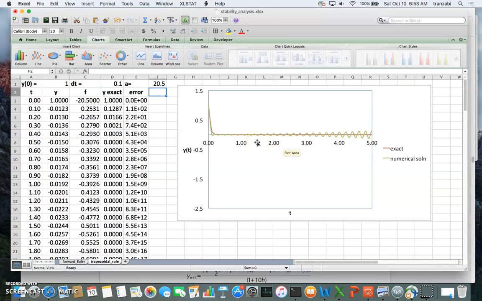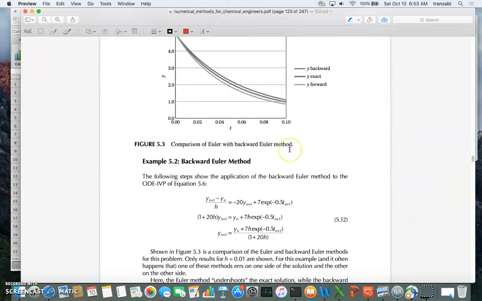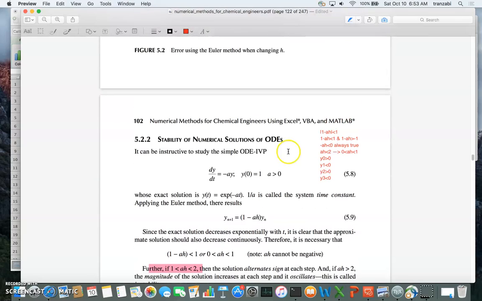I hope this clears what I mean by stable and unstable methods. So realize that backward Euler is always stable. Forward Euler and the trapezoidal method have some condition for a times h or a times dt to be stable, and a again is the coefficient in the differential equation in the toy problem. Just to remind you, a is the coefficient right here.